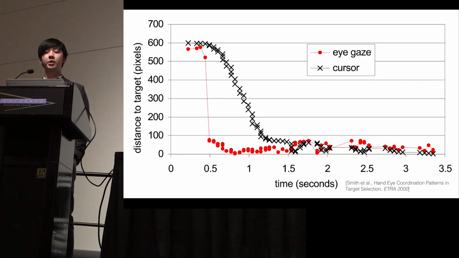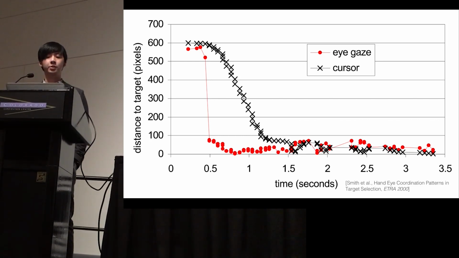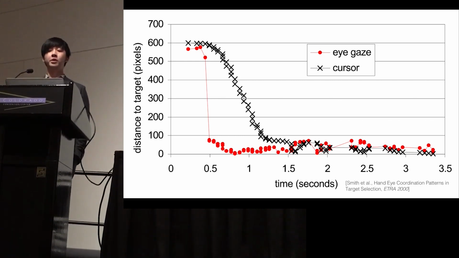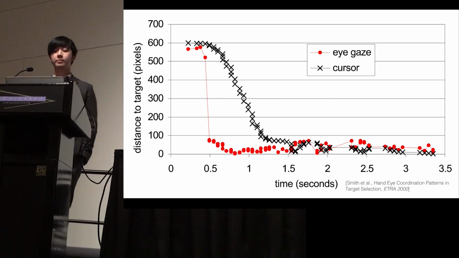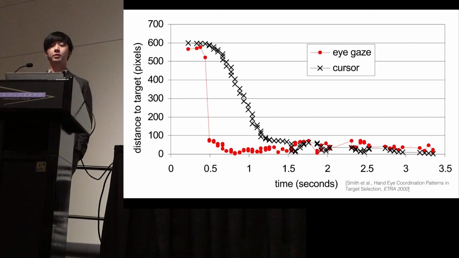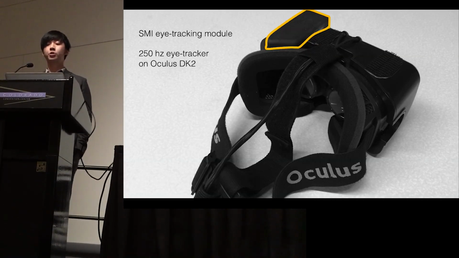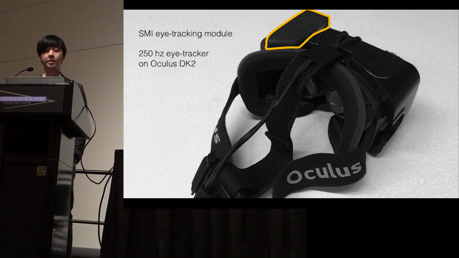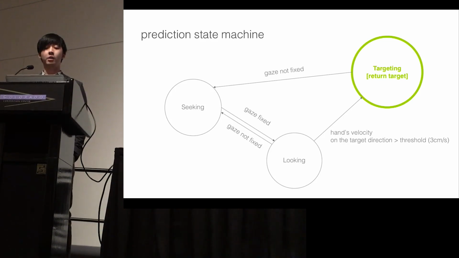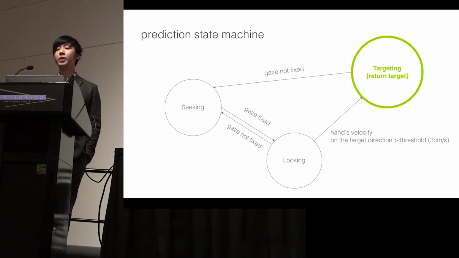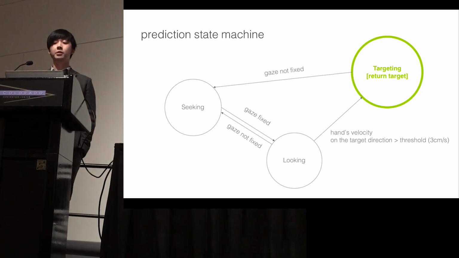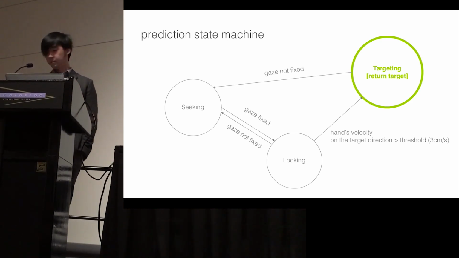We found that previous research has shown a pattern of hand-eye coordination when performing a targeting task, where the user's eye gaze focuses on the target before reaching it. So we think this hand-eye coordination pattern could be used for our prediction. That's why we used an eye-tracking head-mounted display to get the user's eye gaze, and also implemented a prediction state machine based on the hand-eye coordination pattern. Only when the user's gaze is fixed and the hand is starting to move can the system predict the target.